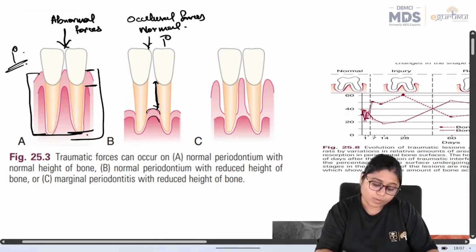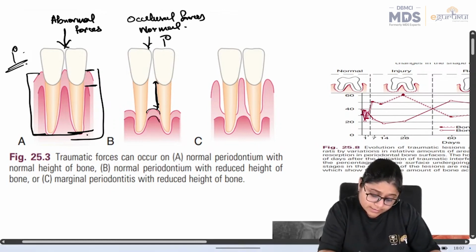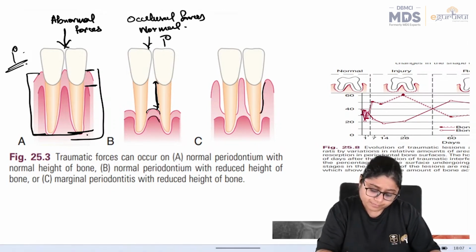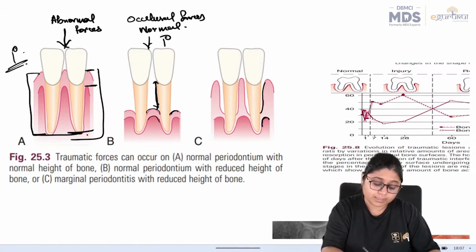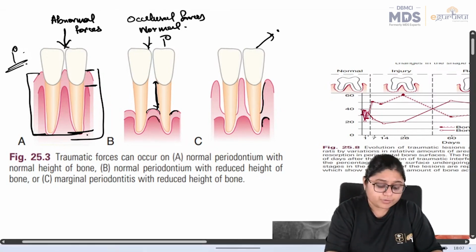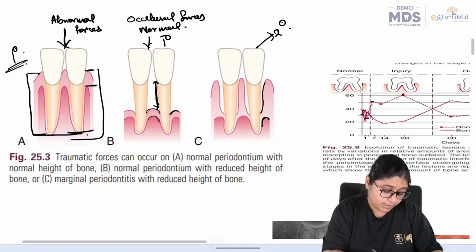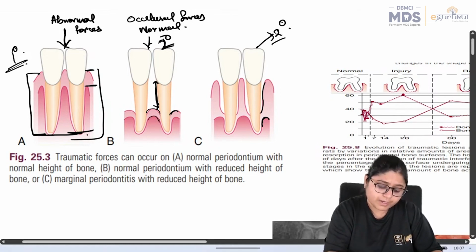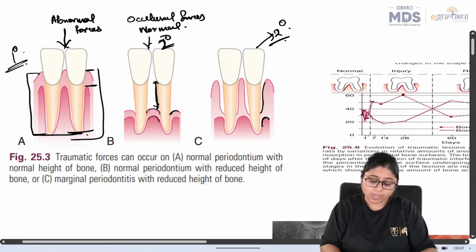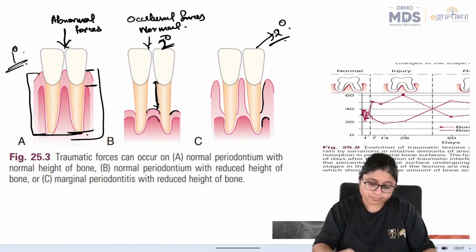Here a deep periodontal pocket is present. Here the periodontal pocket is not deep; here there is recession, but there no recession. There is a periodontal pocket present and alveolar bone resorption. This is also a compromised periodontium, so this is also your secondary trauma from occlusion. Okay guys, now I hope with the help of the diagram you have understood.